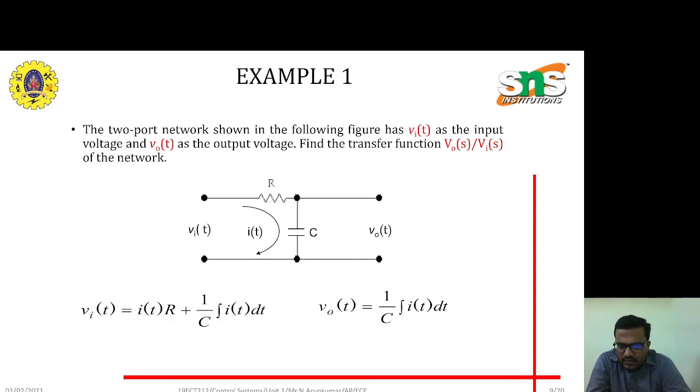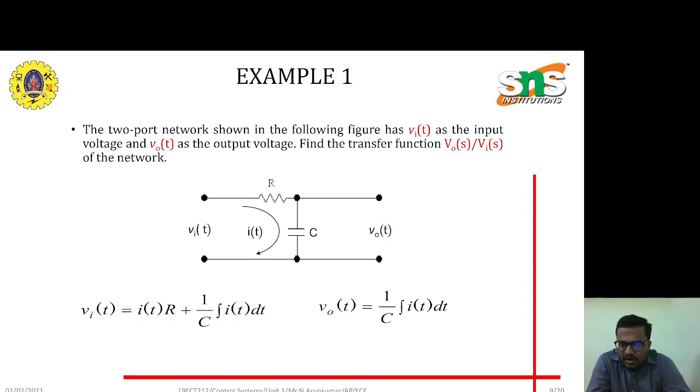Let us consider an example of an open loop circuit. Initially the voltage is passed to the input circuit. A resistor is connected with the capacitor. Then we get the output of the corresponding signals. The input voltage is given by v_i of t, because current is passed through the loop. So i of t into R plus, as already discussed for the capacitor, the voltage across the capacitor is 1 by C integration of i of t dt.